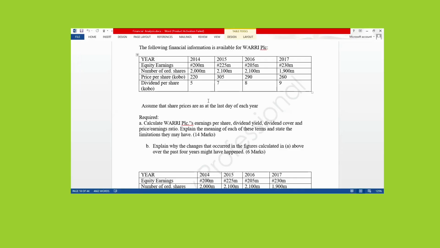Then you can have trend analysis. For a particular company, you compare the company's performance between year 1 and year 2, between year 2 and year 3, between year 3 and year 4. You are trying to look at the company's comparative financial performance for a number of selected years. That will give you the trend.